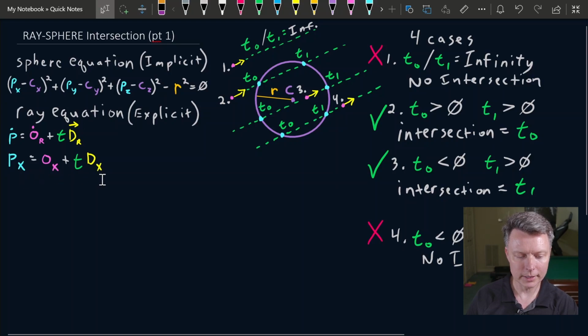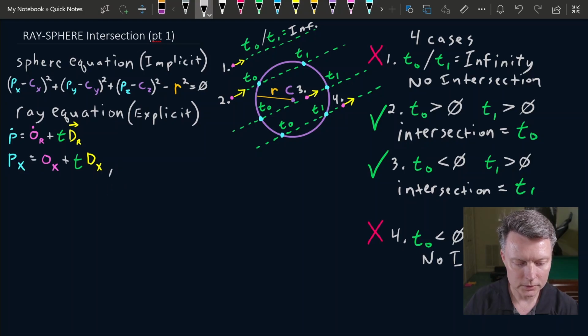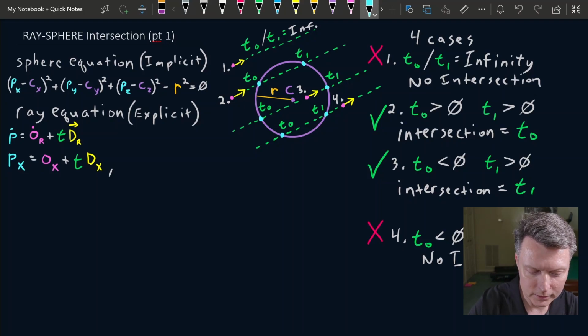And notice we use the x every time we had a vector. And notice I didn't put the little points over those anymore, or the vector little arrow symbol, because now this is just a number. So px is just a number, ox is just a number, t is a number that we provide, and then dx is a number as well. So there's no more vectors in this equation. It's just all scalars.